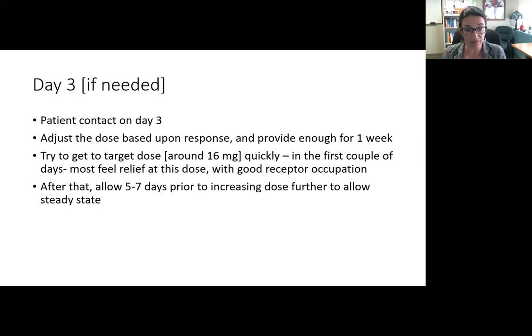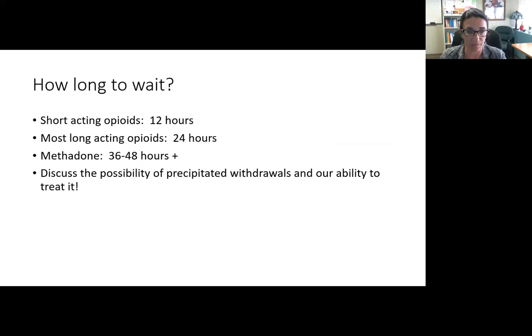And that's really one of the benefits too, when we're looking at buprenorphine versus say methadone, which we started our clinic too, is people can usually get to that target dose pretty quickly. And then once they've stabilized, we want to kind of wait about a week before reassessing to see if that is a good dose moving forward.